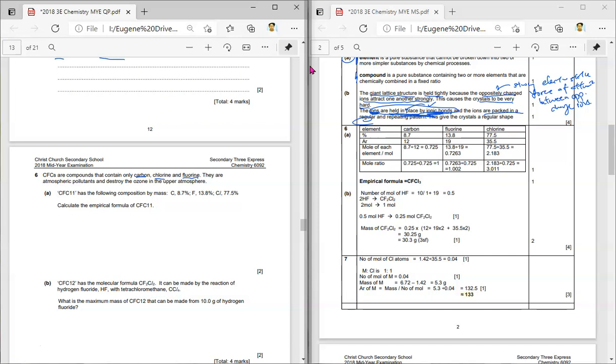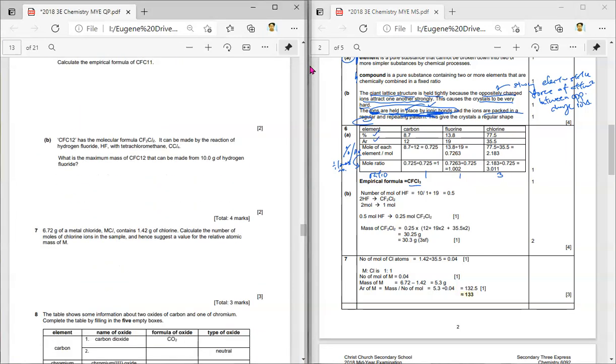Calculate the empirical formula. First the percentage, then the AR. Then the mole: you take the percentage divided by the AR, which gives you the relative mole ratio. Then from this step to this step, you divide by the lowest number. Just nice, this one is 1, 1.002, 3.001, so the actual ratio is 1:1:3. So the answer is CFCl3.